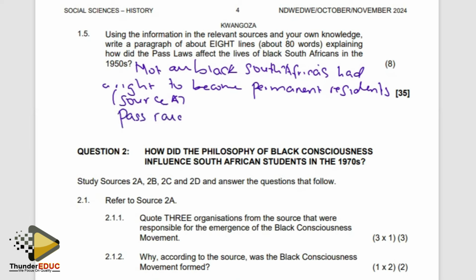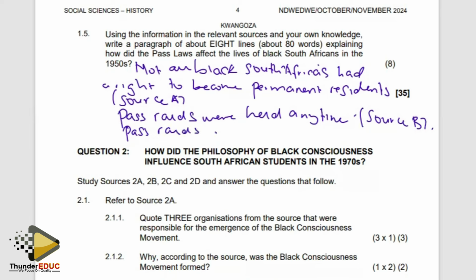Pass rates were held anytime. This is from source B. Source B, you can also talk about the pass rate diminished Modisani's image of his father. Okay, that goes to source B.